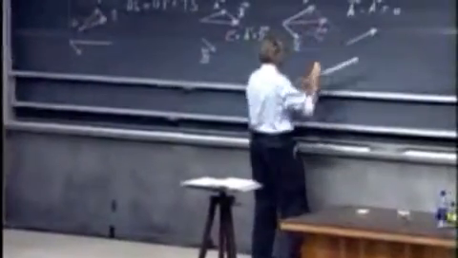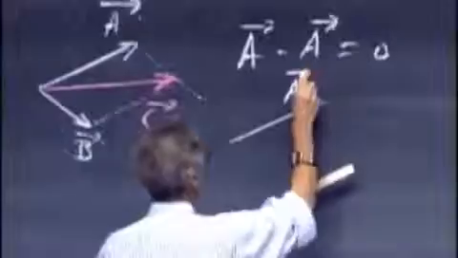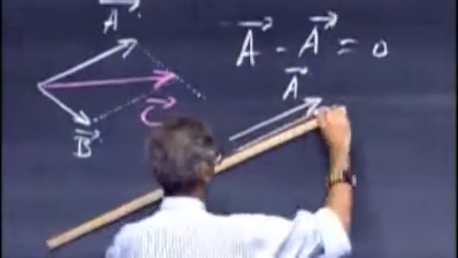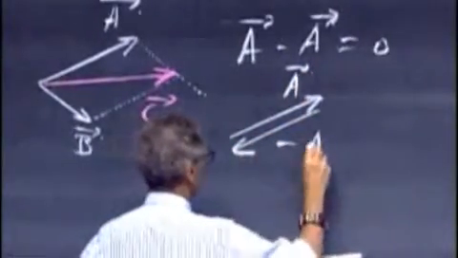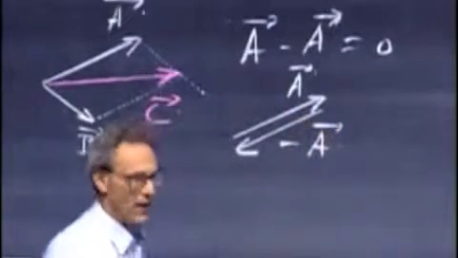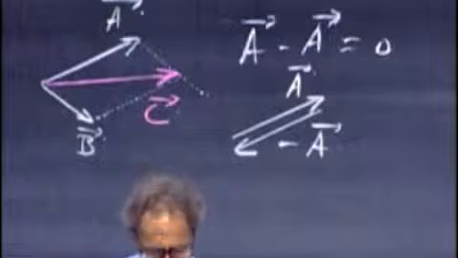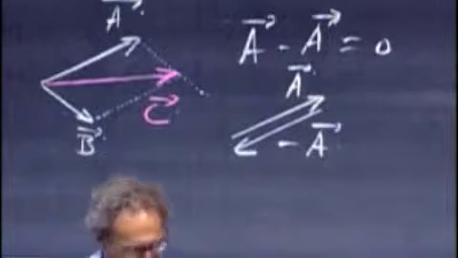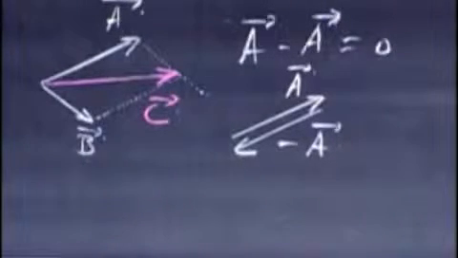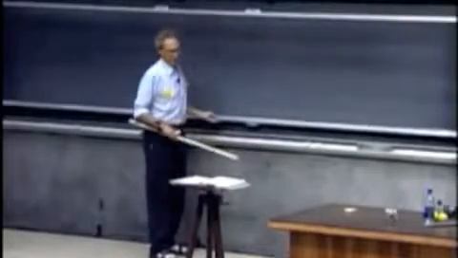Well, if you use the head-tail technique, if this is a, you have to add this vector to have 0. So this is minus a, and so minus a is nothing but the same as a, but flipped over 180 degrees. We will use that very often. And that brings us to the point of subtraction of vectors. How do we subtract vectors?